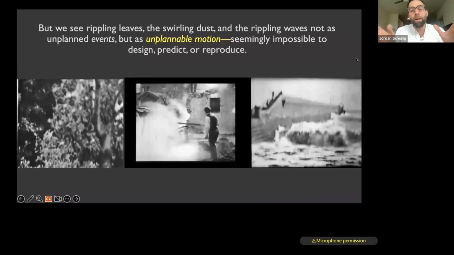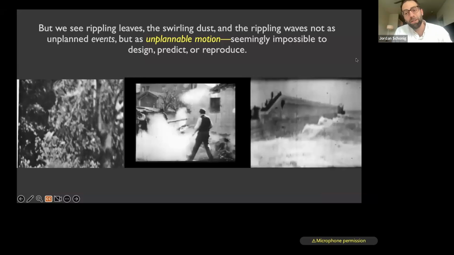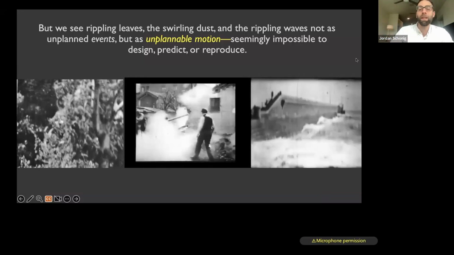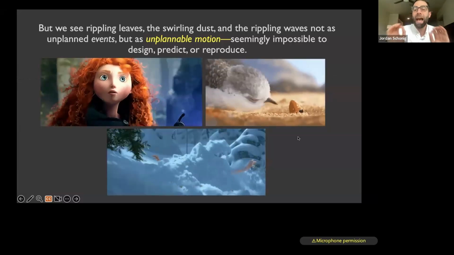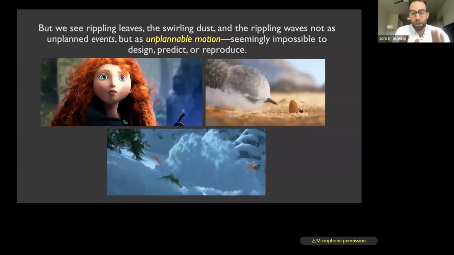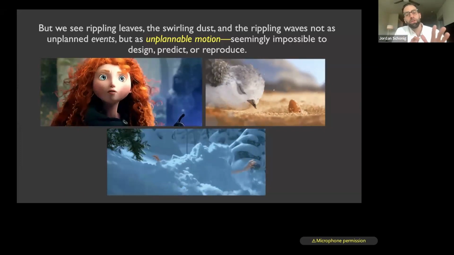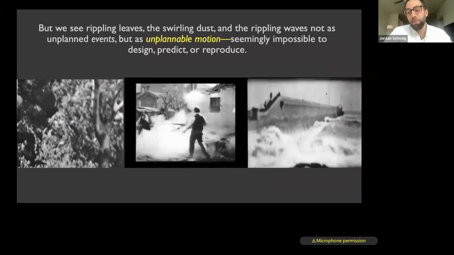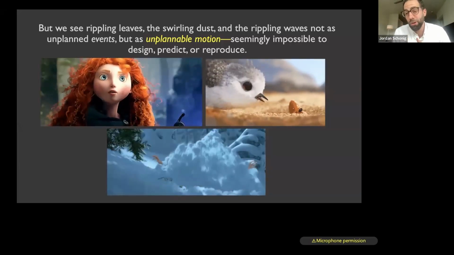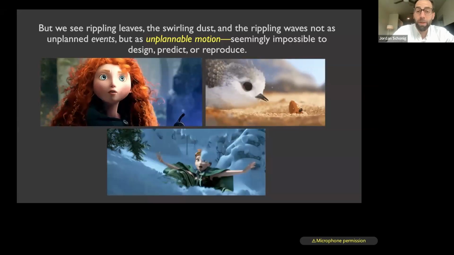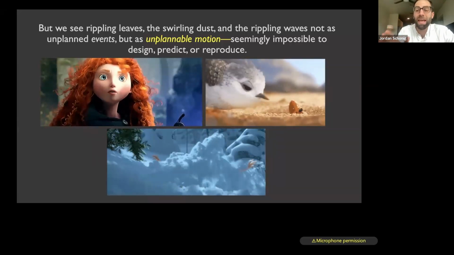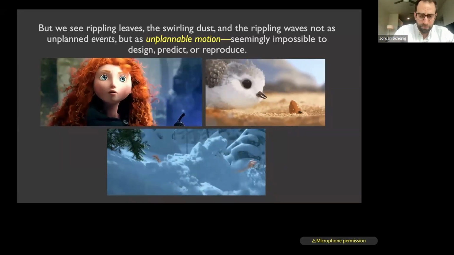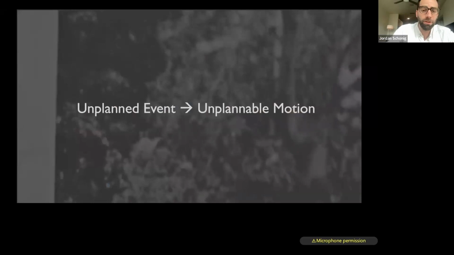These are natural phenomena that do behave according to physical principles, but the physical principles are so complex that they feel unpredictable to me. And I feel like that same idea applies equally to CG cartoons and CG images more generally as it does to photographic images. Because when we look at these images, I want to say we're also looking at unplannable motion, seemingly impossible to design, predict, and reproduce. And that's why I find them awe-inspiring, amazing, mesmerizing to look at.